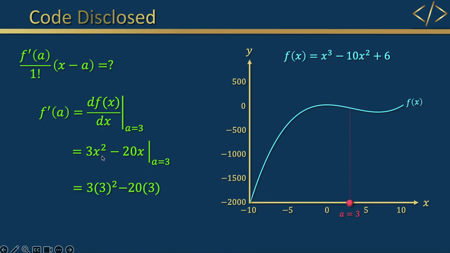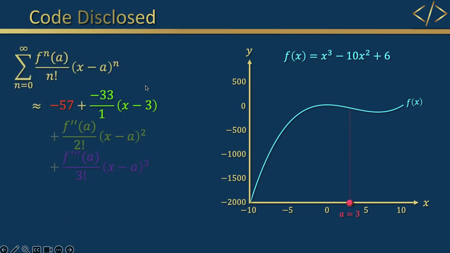Let's evaluate it at 3. Then instead of each x, I need to put 3 here. Just by calculating this, I will get minus 33. So this minus 33 is just this bit here. At the end, I will get minus 33 over 1 factorial times x minus a. If I put it back into the series, then I have the first term, minus 57, and the second term, which is the one that we just calculated.